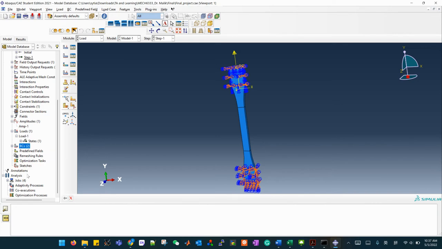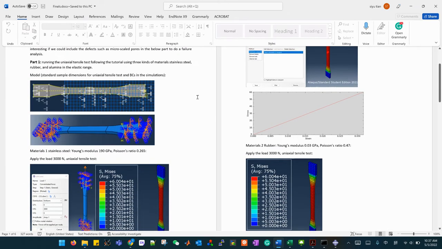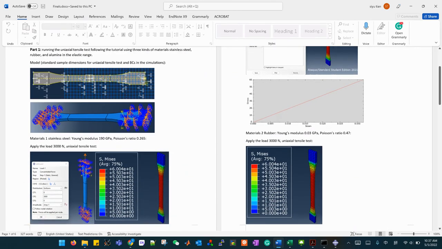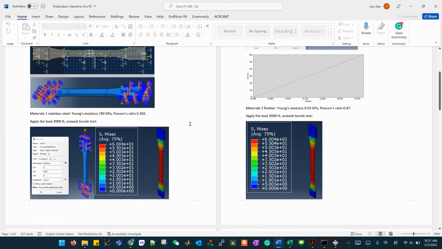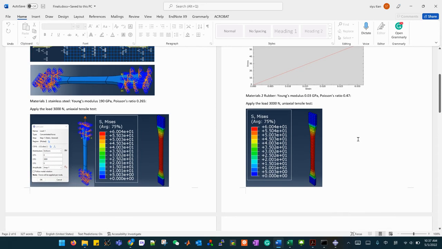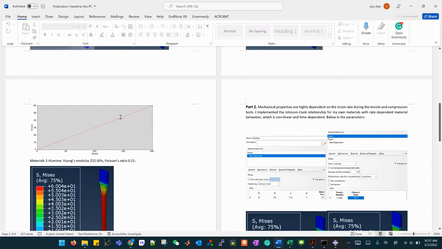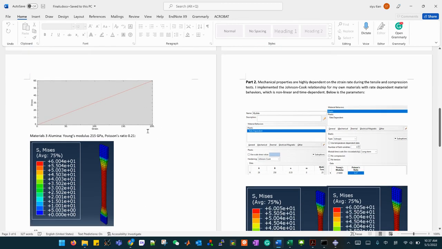After running the job, we can have the results, which are shown in here. I got three different materials. The first one is stainless steel. As you can see here, under 3000 Newton, it has a very small strain, which is in the elastic range. But it is quite different for the rubber material because it's much softer than stainless steel. The Young's modulus is just 0.03 gigapascal. So under the same load during the stretching, you will have a much higher stress as shown here.